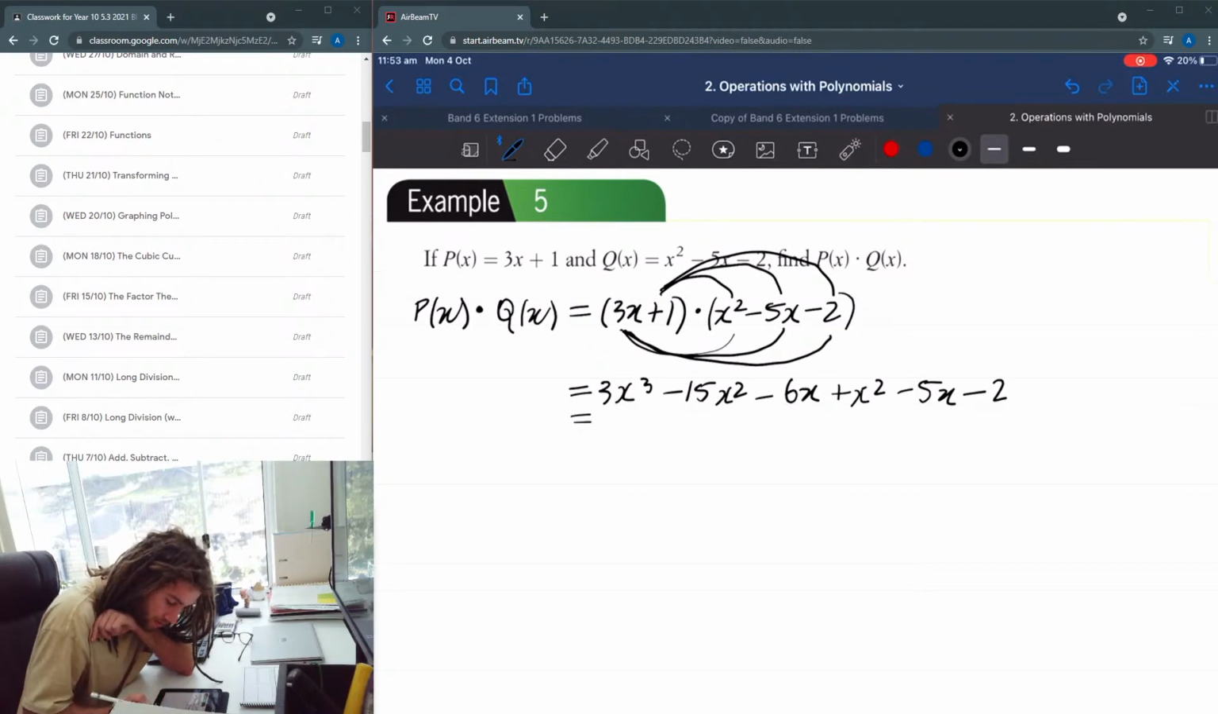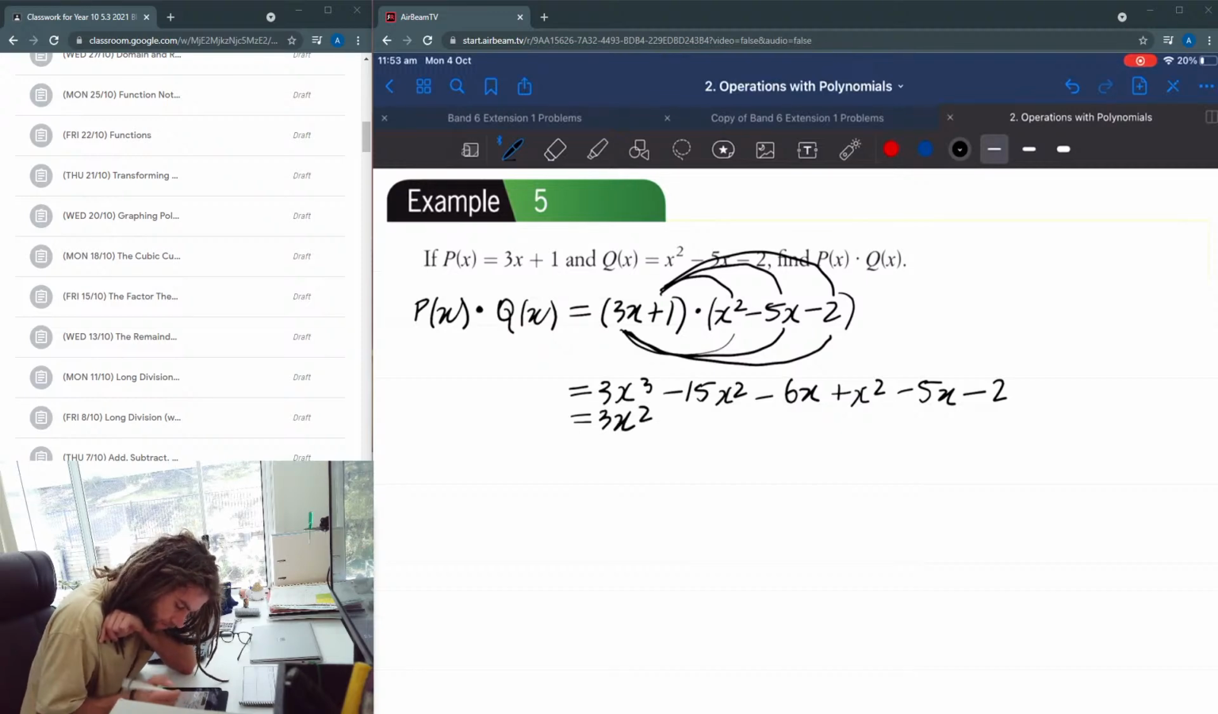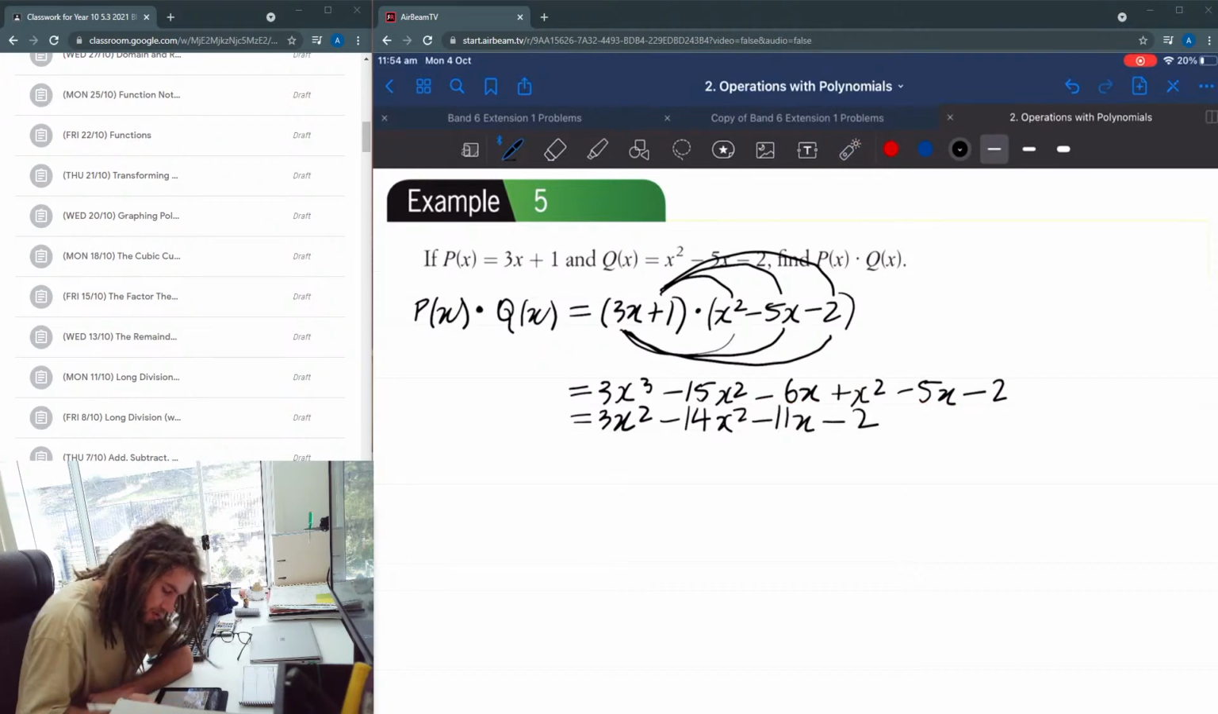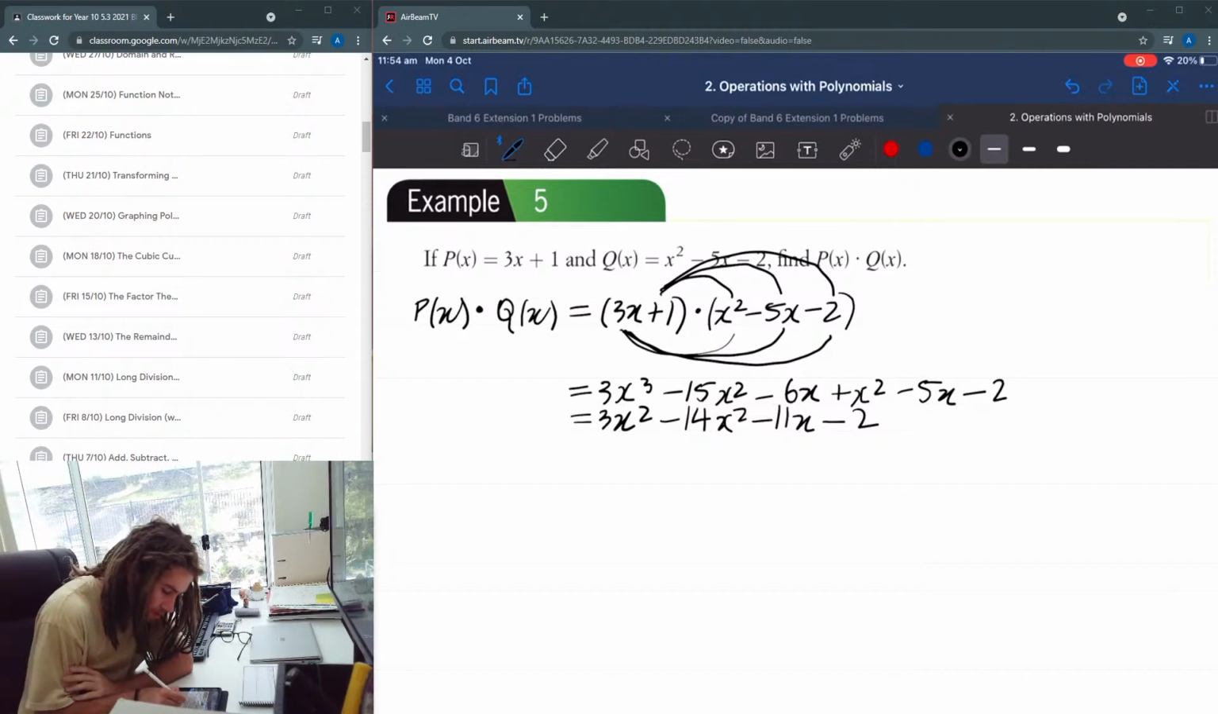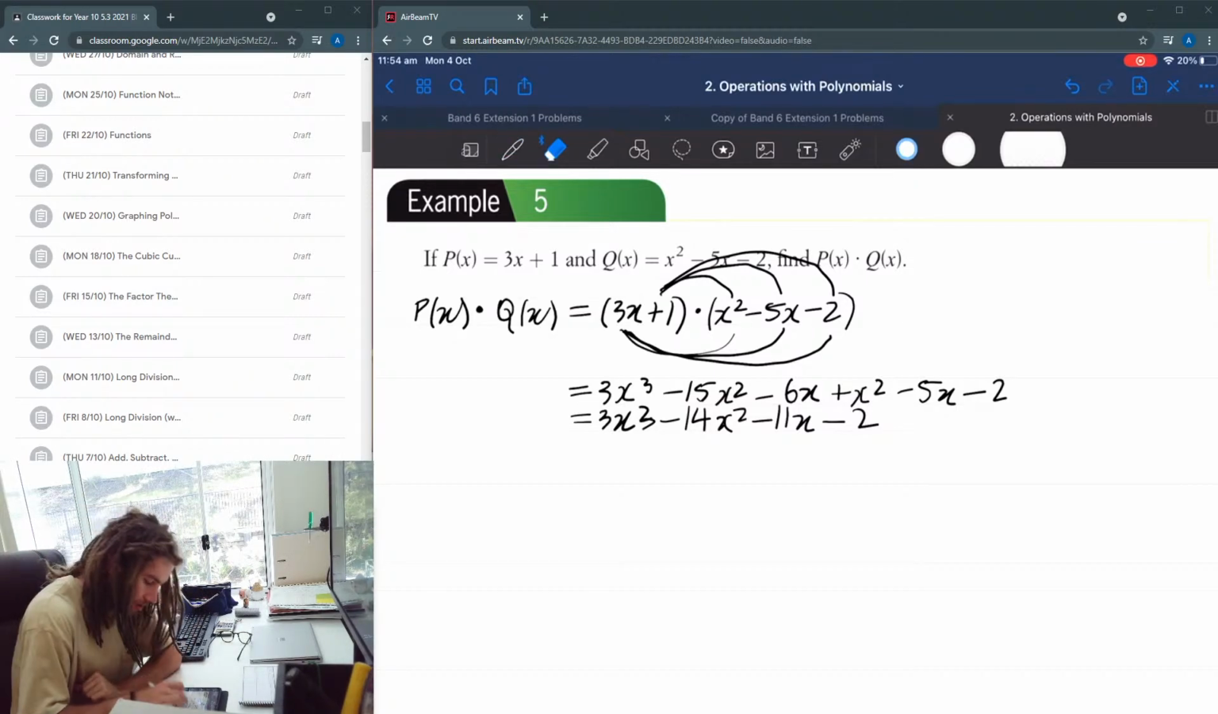Then I can collect like terms. There's no other x cubed, so that can stay. There's an x squared and an x squared, so minus 15 plus 1 is going to be minus 14x squared. Then I've got minus 6x minus 5x, that's minus 11x. And then the minus 2 is the constant term at the end. Okay, there's a couple of things. Oh, that should be a cubed. That's annoying me.